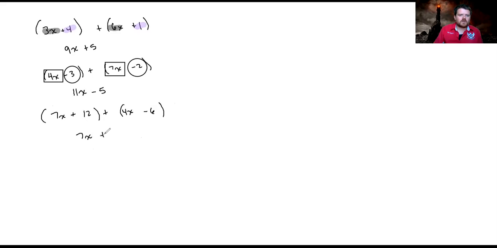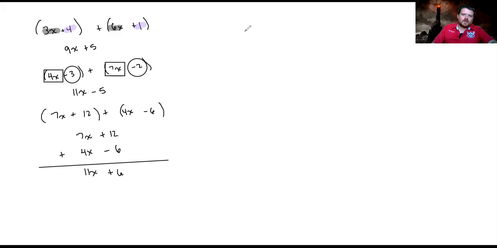So for instance, if I want to do this, 7x plus 12 plus 4x minus 6, I might choose to do vertical addition. When I'm doing that, I'm making sure that all the like terms are lined up. In this case, all my constants are lined up on the right, 12 and negative 6. And then my x terms, or my linear terms, are on the left, 7x and 4x. Once I do that, I'm going to add straight down to get 11x plus 6. Okay.